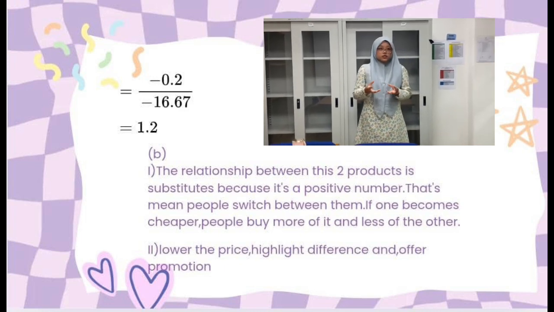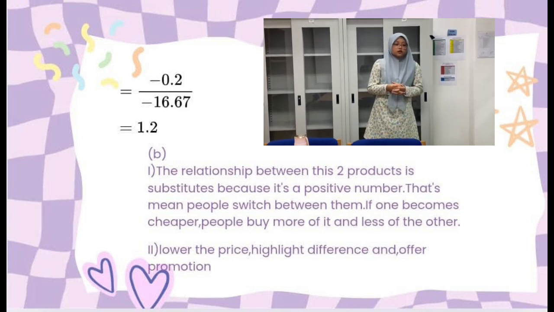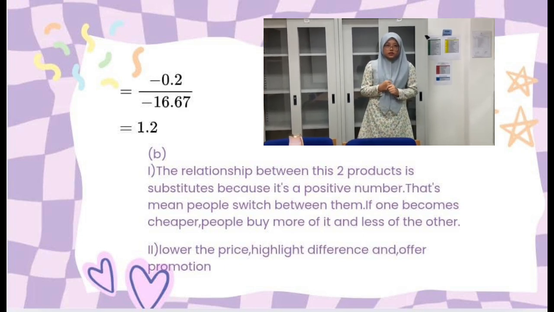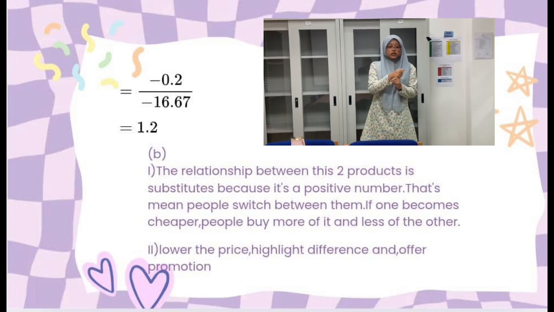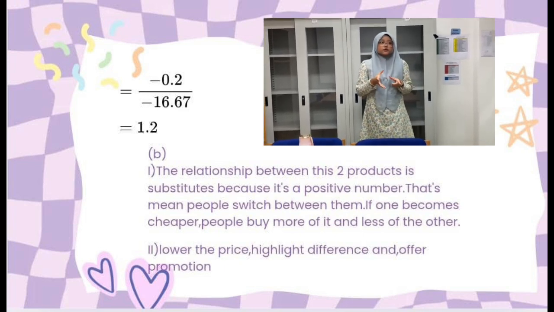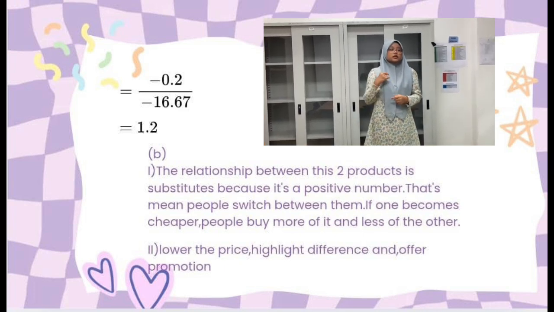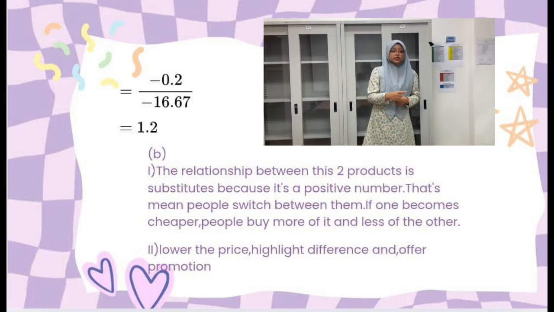And then, how should the fast food chain respond? First, they have to lower the price of the product. Second, they have to highlight the difference of their product. They have to make their product different from the other product so they can attract people to buy their product more than the other one.